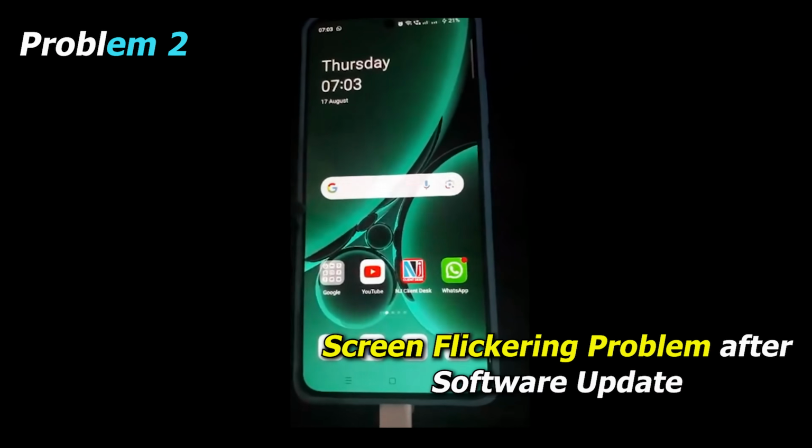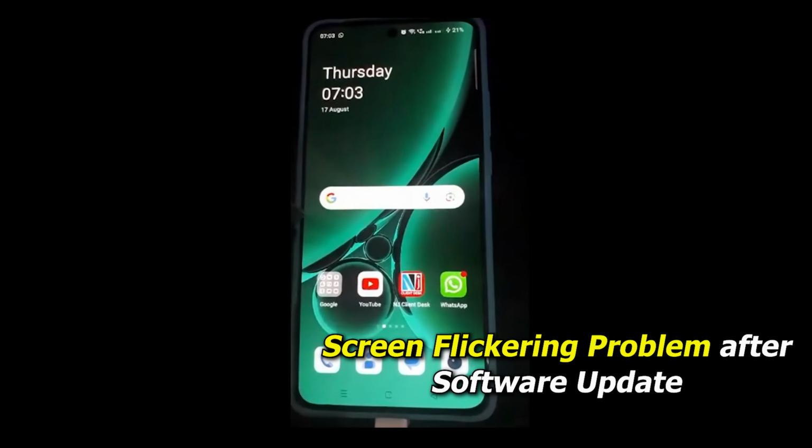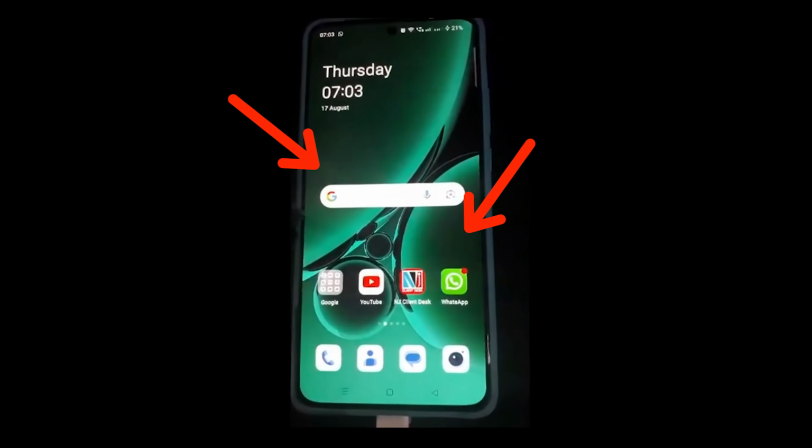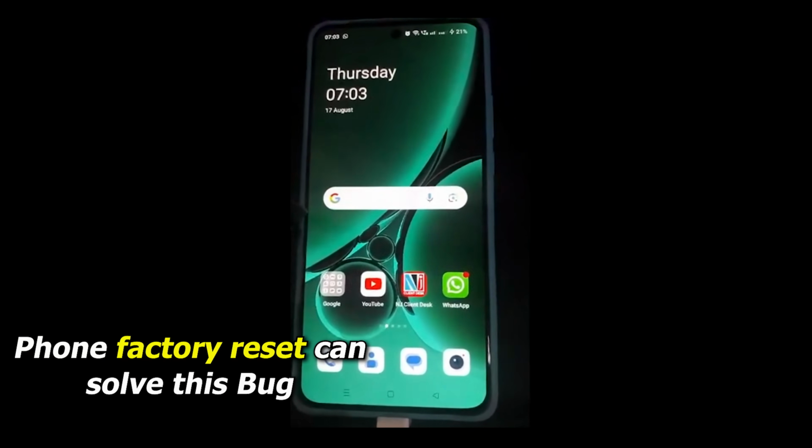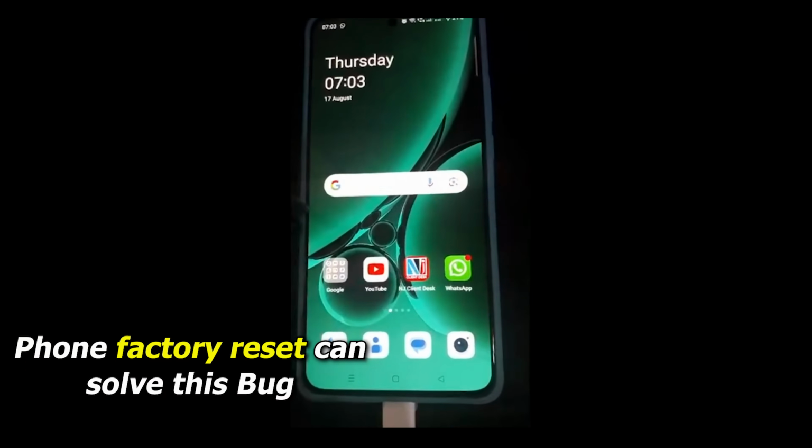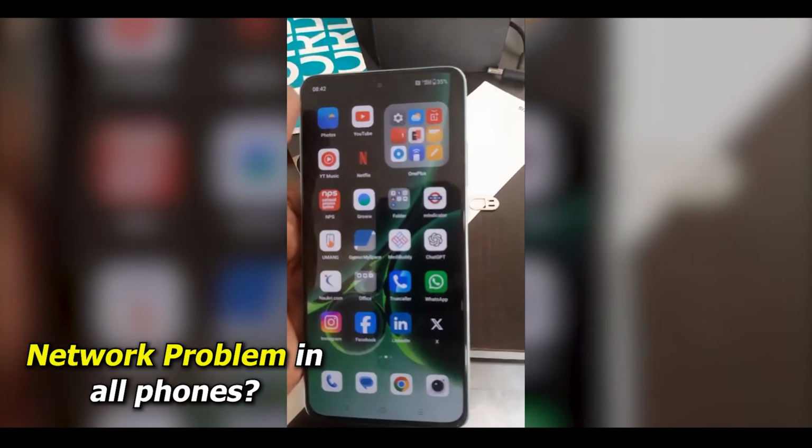The second video shows screen flickering. Many users are facing this flickering issue after the new update. It is definitely a bug, and the only solution is to factory reset the phone so that this bug can go away.